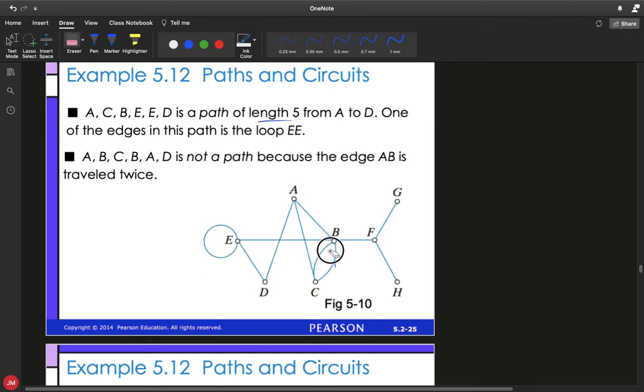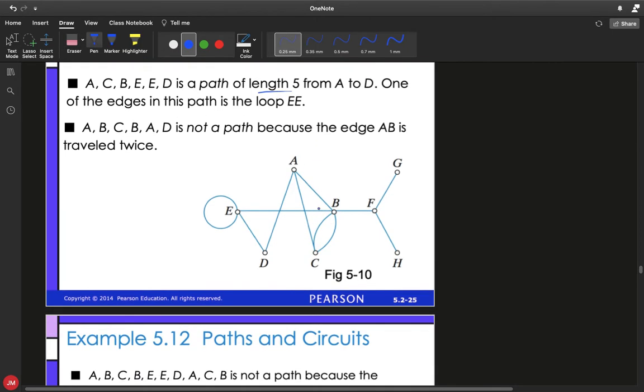Now let's see an example of a path that wouldn't work. So in this next one, A to B, then from B to C, so far so good. C back to B, again, so far so good. But B back to A is a problem. We've already used that side twice. That's not going to work as a path because we can only travel AB once.